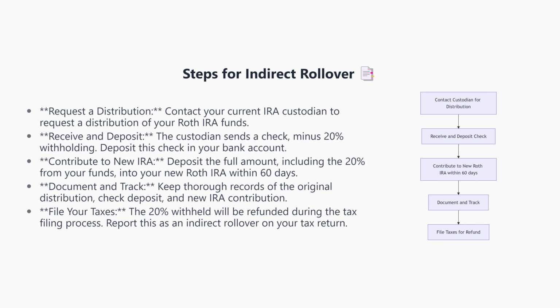Here's a step-by-step guide to conduct an indirect Roth IRA rollover. Step 1. Request a distribution by contacting your current IRA custodian. 2. Receive and deposit the custodian-sent check, remembering it will have 20% withholding. 3. Contribute to your new IRA, ensuring the full amount, including the withheld 20%, is deposited within 60 days. 4. Document meticulously, tracking the original distribution, deposit, and contribution. Step 5. File your taxes to get a refund of the withheld amount and report this as an indirect rollover.